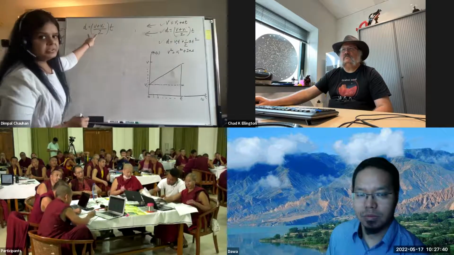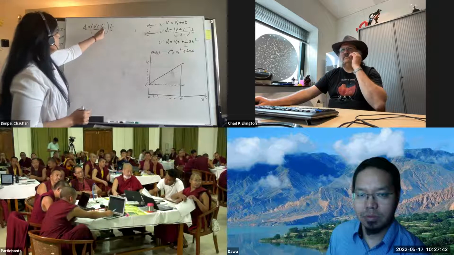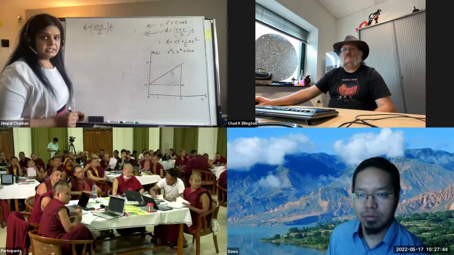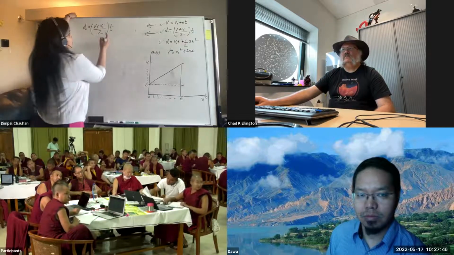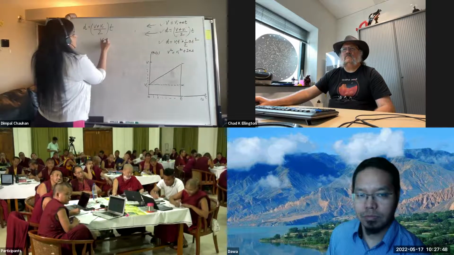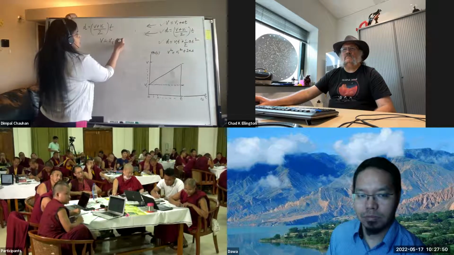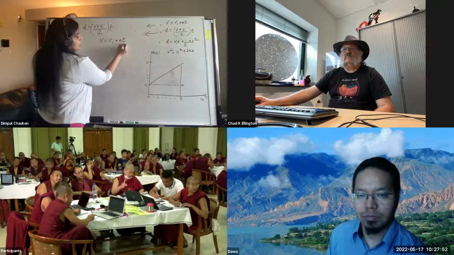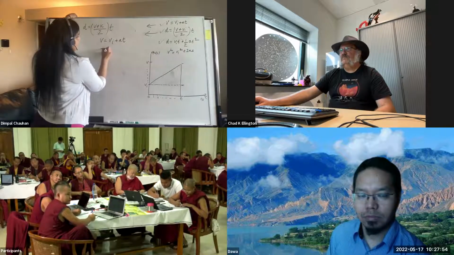We know that we just derived distance equals V plus VI over 2 multiplied by t. Now, I also know V equals VI plus at. What will be the value of t here?